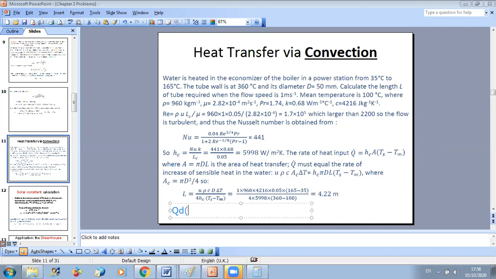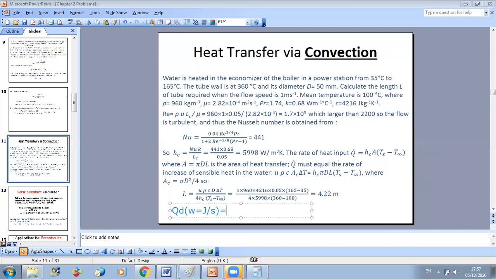Okay, Q dot in watt is equal to joule per second. So we calculated until now the convective flux. Now, what is the purpose of this convective flux? It is to increase the temperature of our water. So water will take this flux in order to increase its temperature in the form of sensible heat.